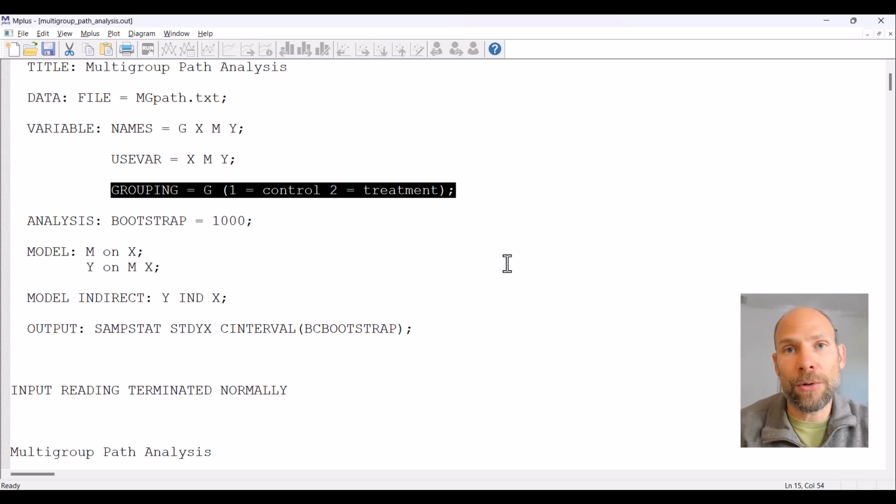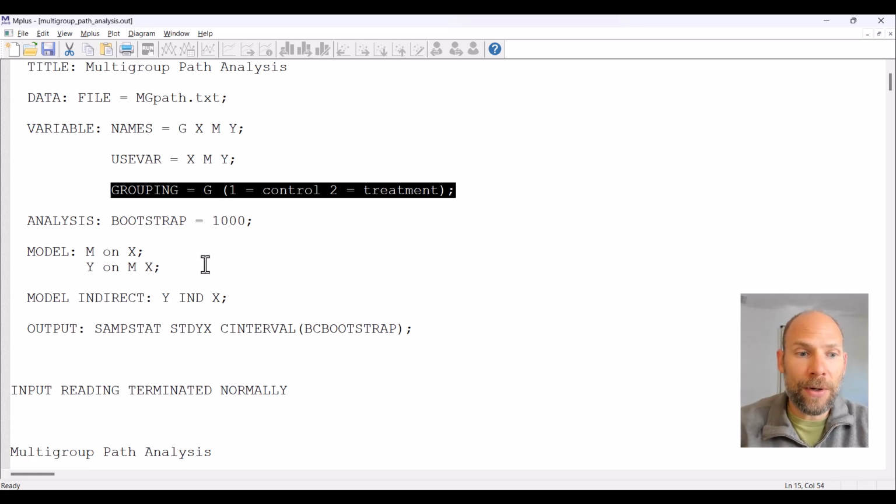Later on, I will also show you a constrained version of this path model in which the path coefficients are set equal across groups. Now, this grouping command is unspecific, or general. You can apply that also to factor analysis, to a latent path model, a structural equation model, and other models. It's used whenever you want to compare multiple groups in a simultaneous analysis.